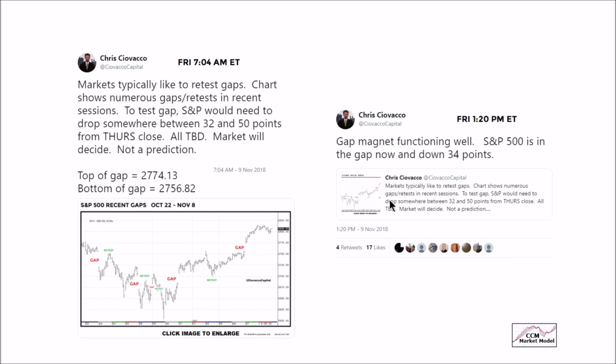We also learned something on Friday's session. When we come back to the gap, one of two things typically happens. Number one, buying conviction picks up and the market rises, which is what happened on Friday. We closed above the gap. Number two, this can act like an air pocket and selling conviction can pick up. That didn't happen. And all things being equal, that's a good sign.